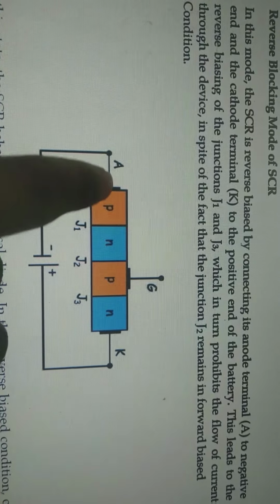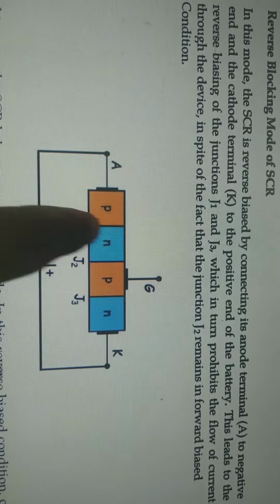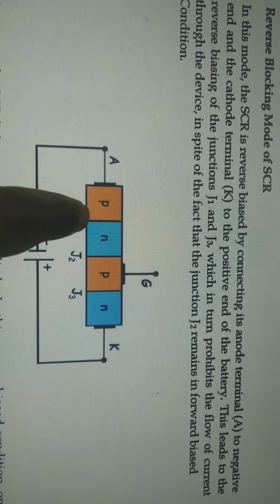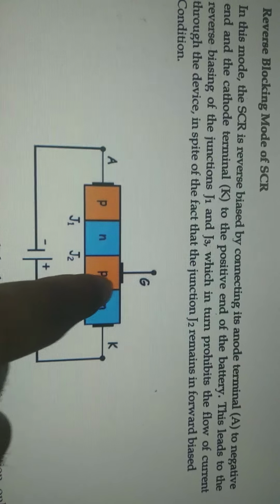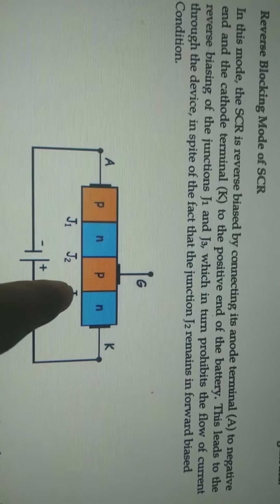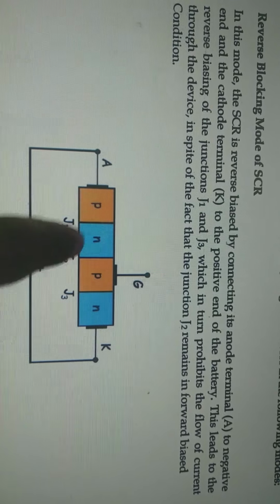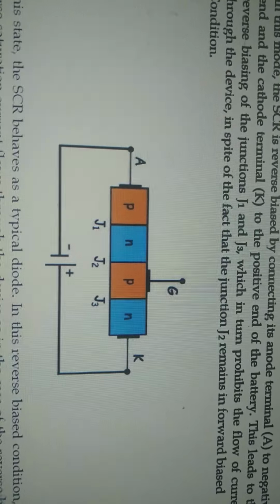Hence, there is no breaking of the J1 junction and J3 junction, and the J1, J3 junctions are going to be increasing the depletion layer between the P material and N material. Here also P material, N material is going to be increasing. Hence, no current flowing through the device.